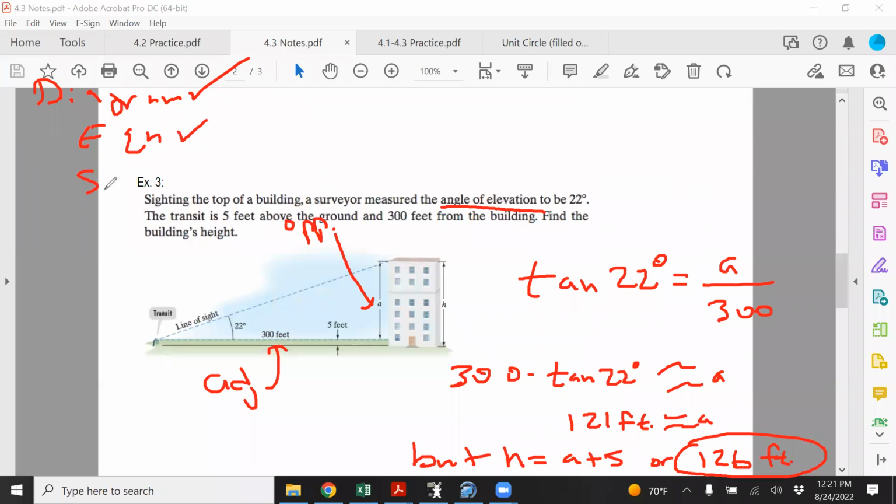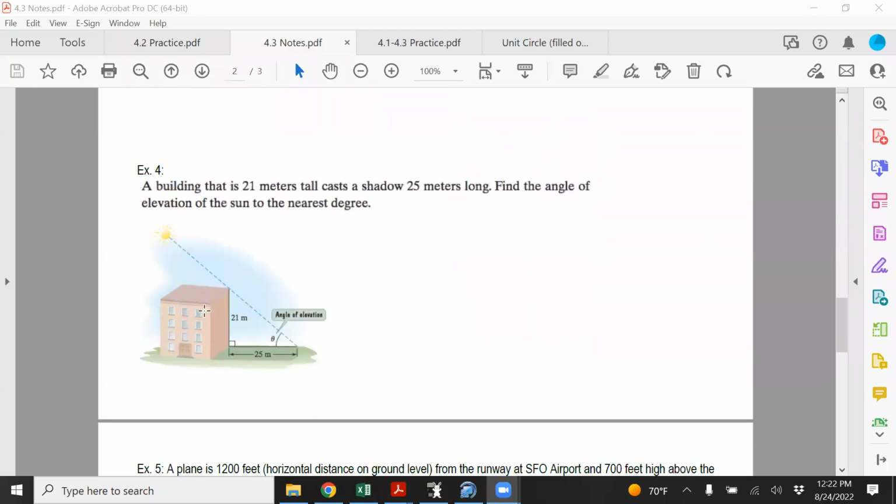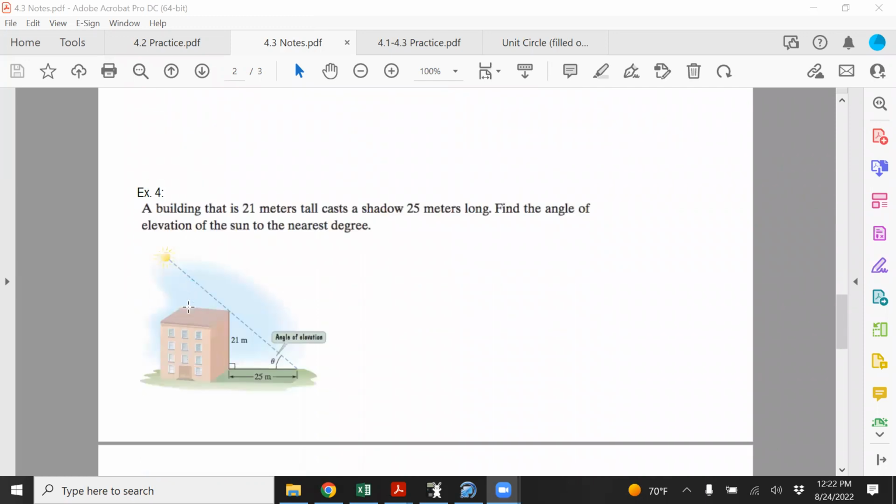All right, and then we solve. So we took care of it. So you get 126. All right, let's keep moving. Any questions about number 3? We're okay? We're good? All right, let's keep moving.